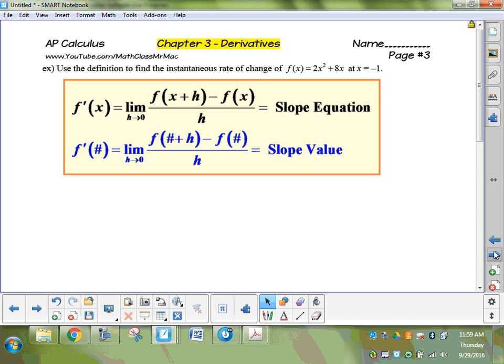So the notation matters. If you're using x's, that's going to give you the equation of the slope as an answer. And that equation of the slope you can use to find the slope anywhere. The second equation is only used if you're asked to find the slope at a specific value. So if I'm asking you to determine the slope at 3, at 4, at 5, you could use that. We're going to do both the first time through. Do we have both of those down?